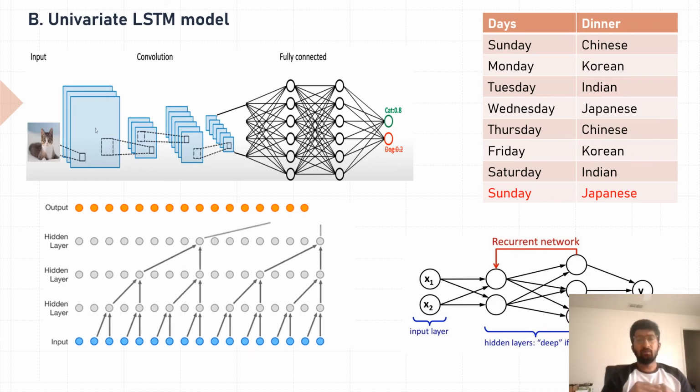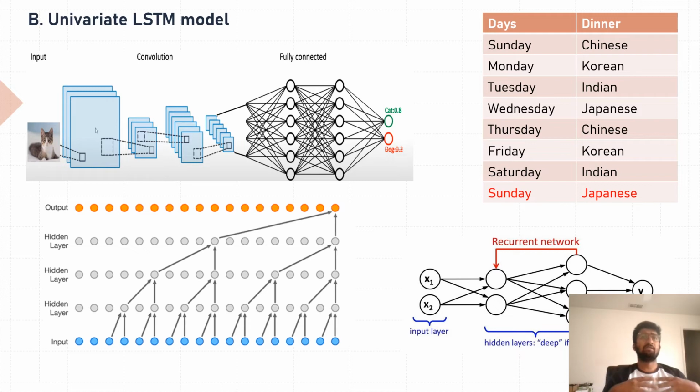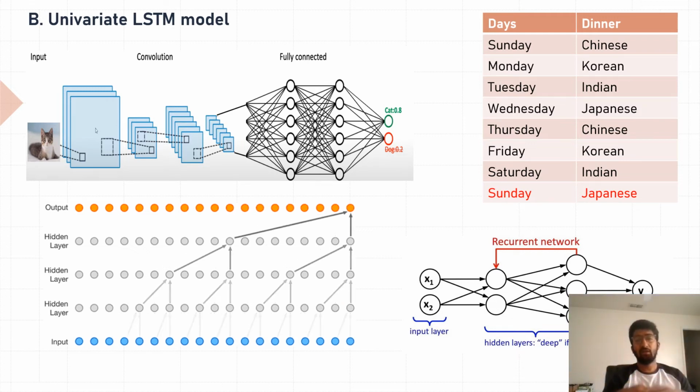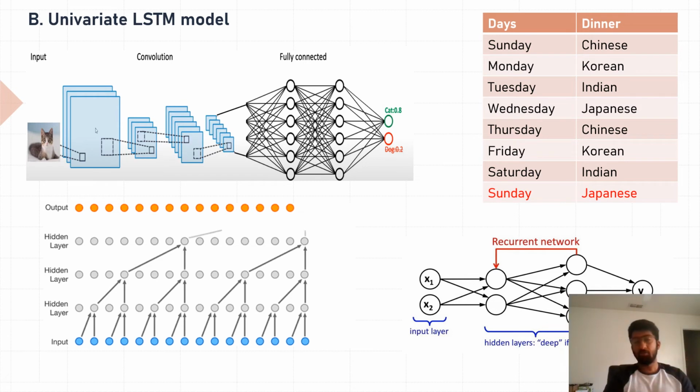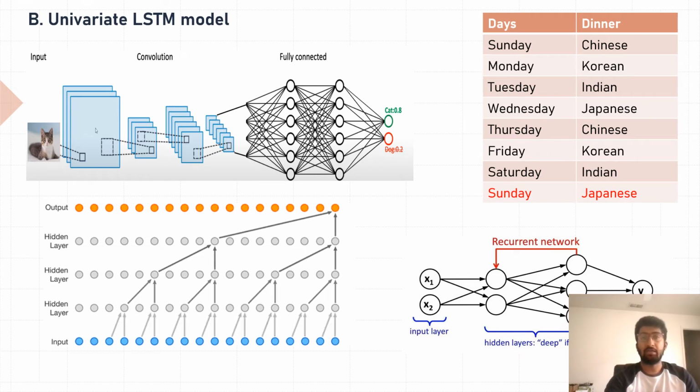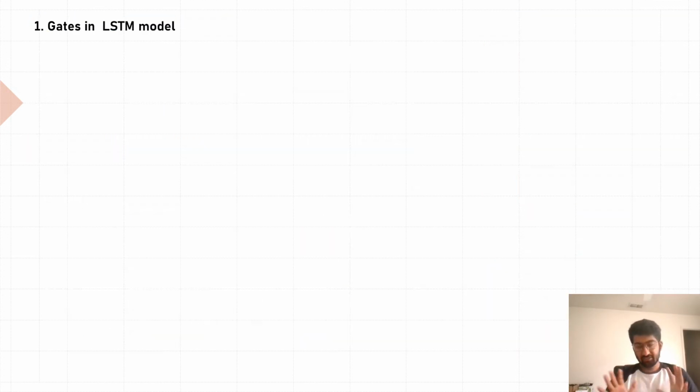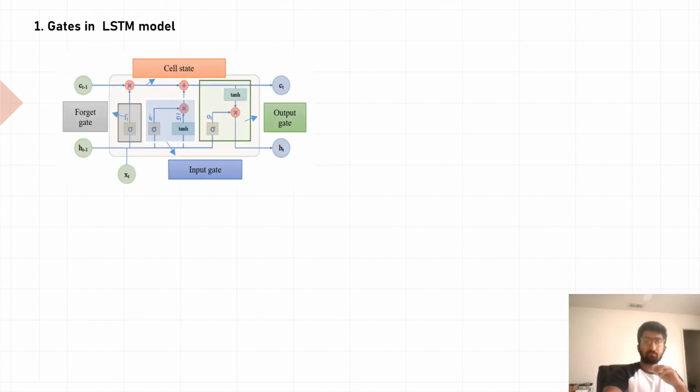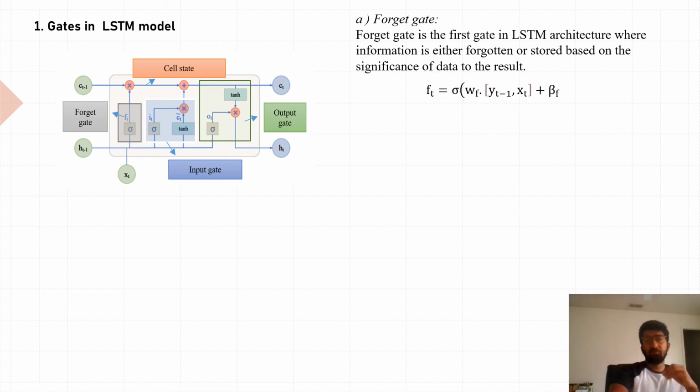So basically the LSTM model is a recurrent neural network that's very different from the ARIMA model that I talked about. So let's talk about how everything works in the LSTM model. In the LSTM model, we have gates that control the flow of data, the way of processing the data, and the way of giving output. We have a forget gate, an input gate, an output gate, and a cell state. The forget gate is the first gate in the LSTM architecture, where information is either forgotten or stored based on the significance of the data.